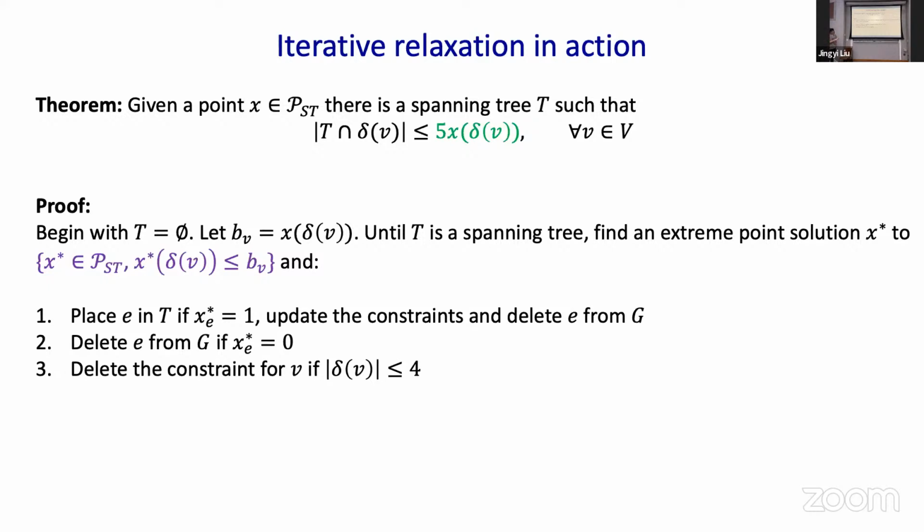Whenever you see an edge that's set to 1, you update the constraints and add it to the tree. Whenever you see an edge set to 0, you delete it from the graph. And then here's the only interesting thing. This is our procedure for telling us when we can remove a constraint. You remove a constraint if the number of edges adjacent to that vertex in the graph is at most 4.